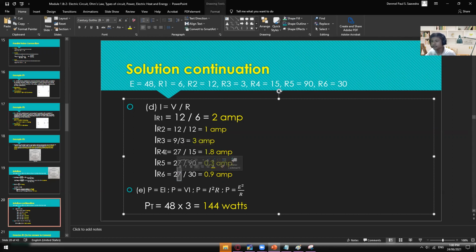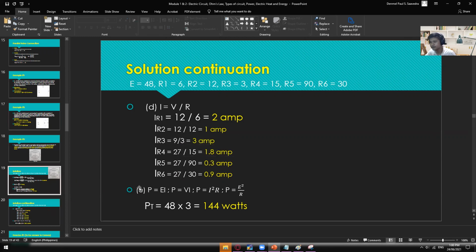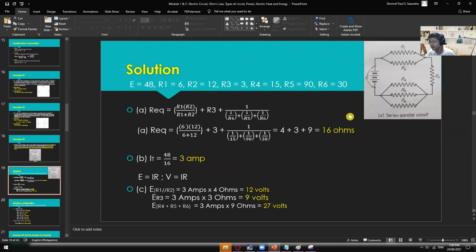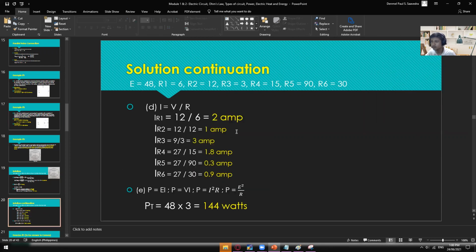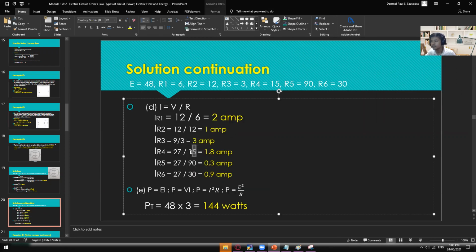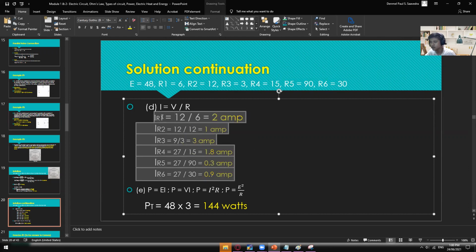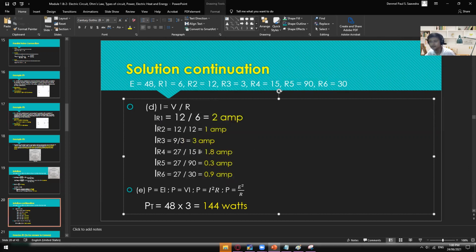So just get the V1. For IR4, IR5, IR6, they are the same for R4, R5, and R6, which is 27 volts, divided by their individual resistances, where R4 is 15, R5 is 90, and R6 is 30. Then just do the math, and you will get those individual currents.